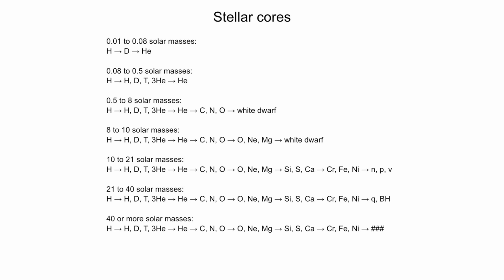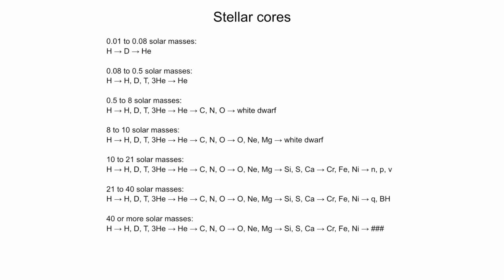From 0.08 to 0.5 solar masses, stars can only fuse hydrogen into hydrogen, deuterium, and tritium, as well as helium-3, and then produce helium-4, so it can't go any further than that. From 0.5 to 8 solar masses, it goes from hydrogen to hydrogen, deuterium, tritium, and helium-3, to helium, and then to carbon, nitrogen, and oxygen, which takes the form of a white dwarf because the outer layers have been blown away by the intense radiation.